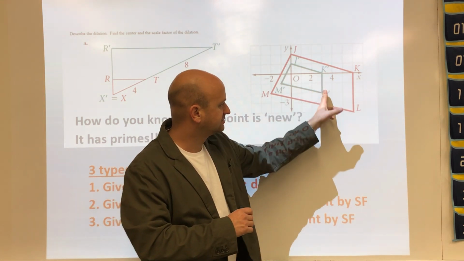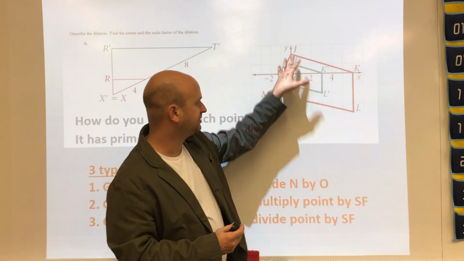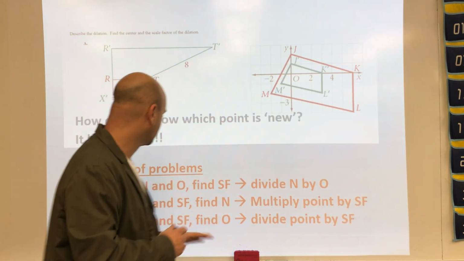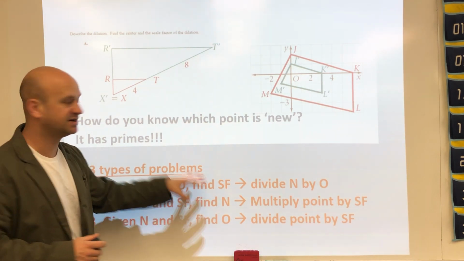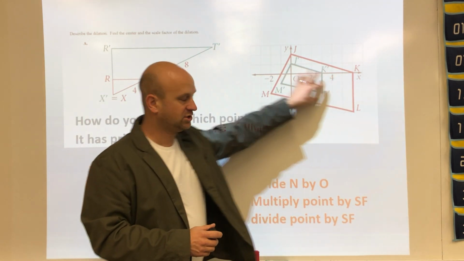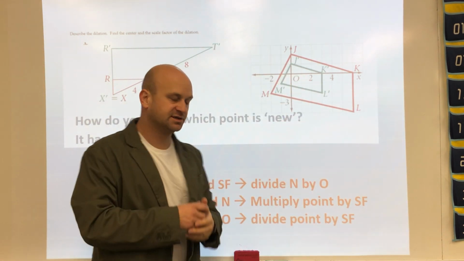Again, if the straight side length is given to you, then that would be ideal. But if not, you can still do it using diagonal lines. All right, go back here, 3 types of problems. So we're given new and old, and you want to find the scale factor. That's what we had up here. We're given new and original, and we want to find the scale factor.